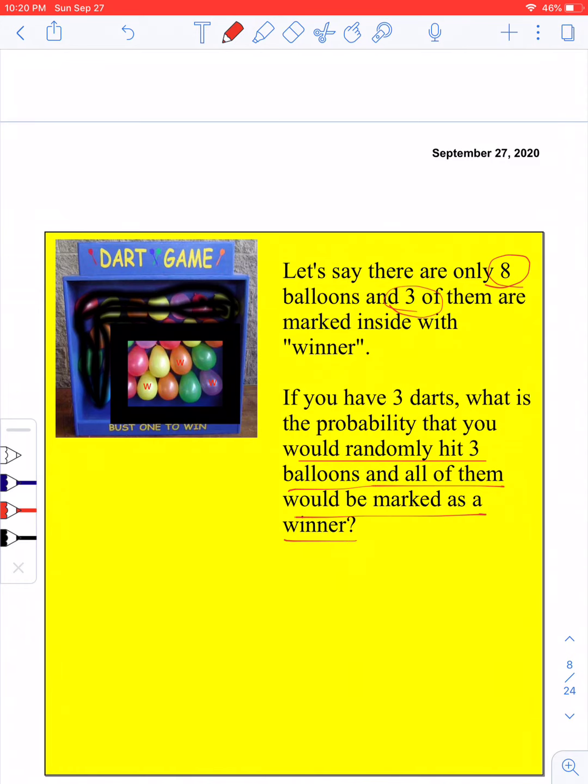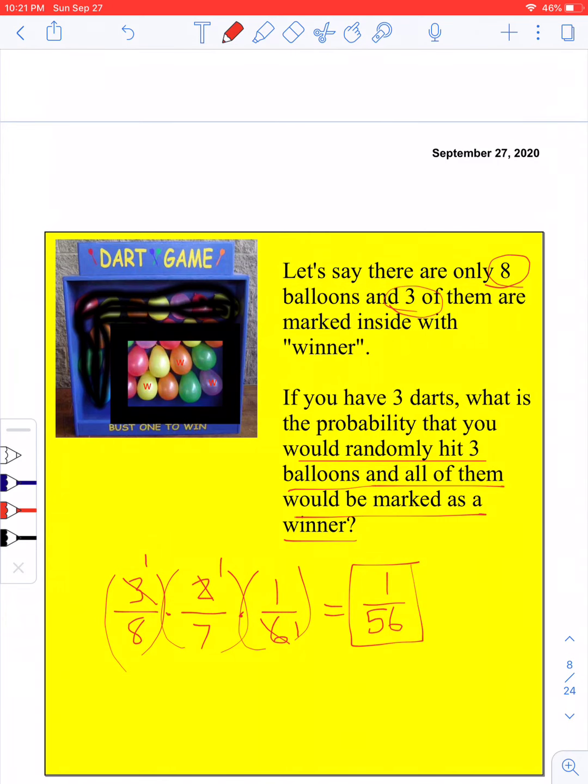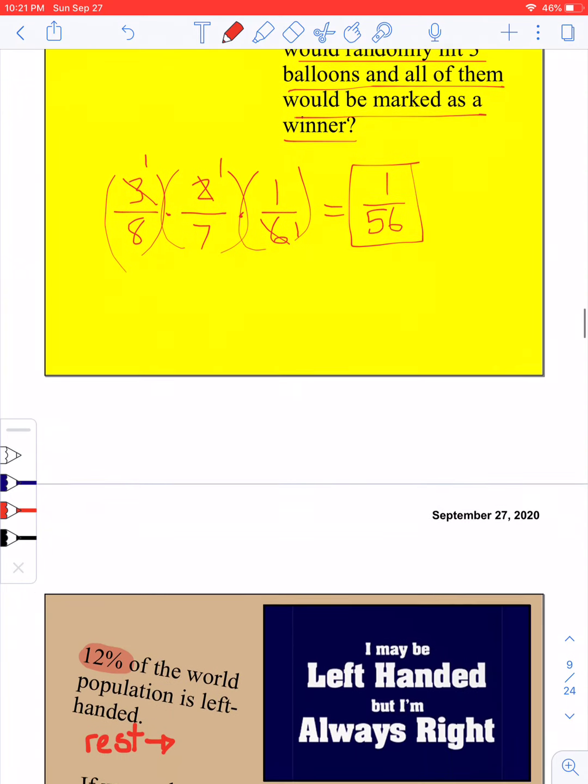All right. Again, the first balloon. So there's a total of 8. You hit the one of the 3. So there's one less balloon, one less W. Hopefully you're getting the idea here that we need to multiply. Again, we can reduce before we multiply. Those all cancel each other, so I've got 1 over 56. So it's almost like a 2% chance of that occurring. If you are shooting randomly, that is.